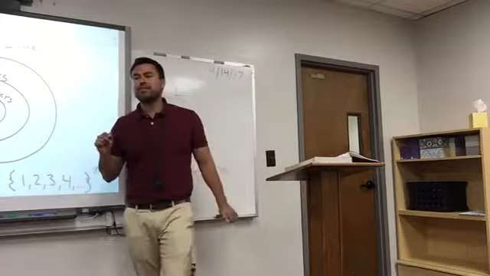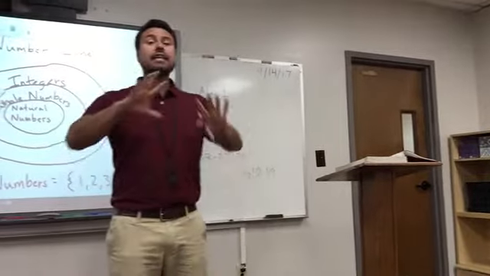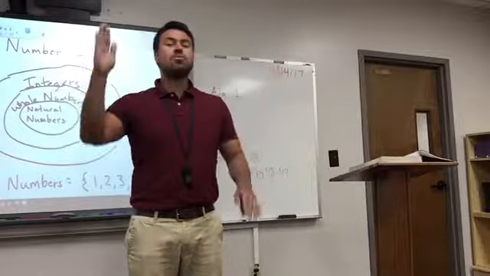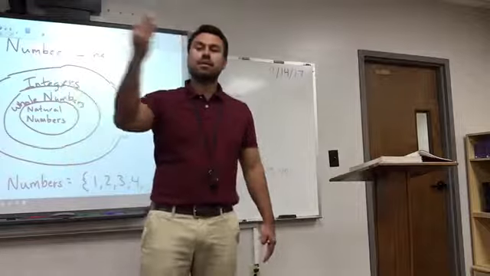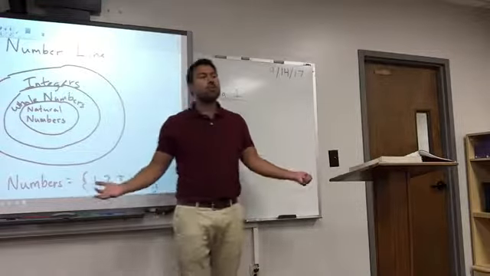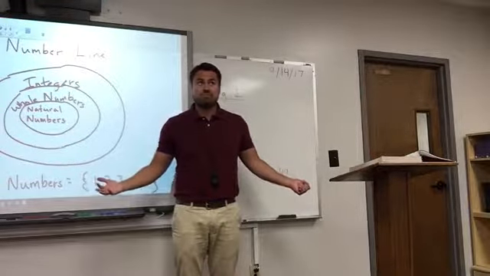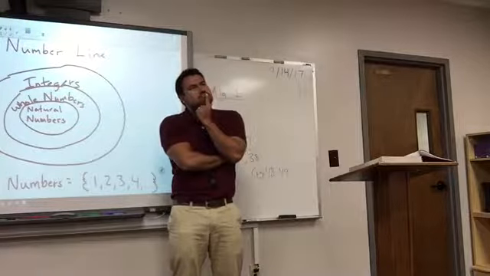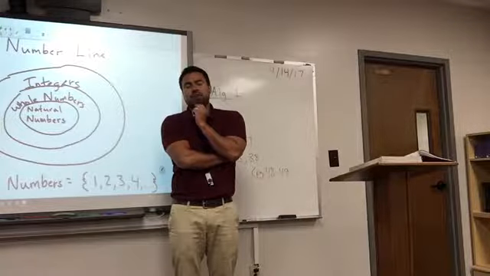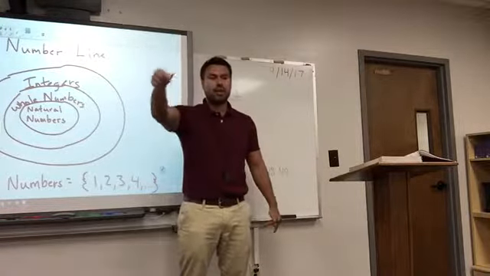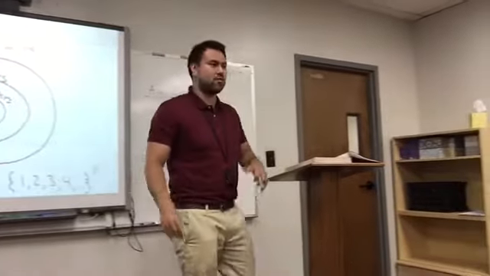Okay. Here's how you define rational. Ready? Any number that can be written as a fraction. Okay? Any number that can be written as a fraction. So can 0 be written as a fraction? 0 over 1. What's that worth? 0. So can 0 be written as a fraction? Yes. It says can be written. Not is a fraction, can be written as a fraction.